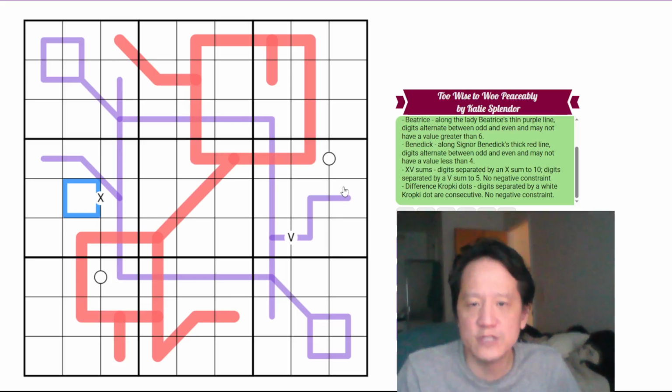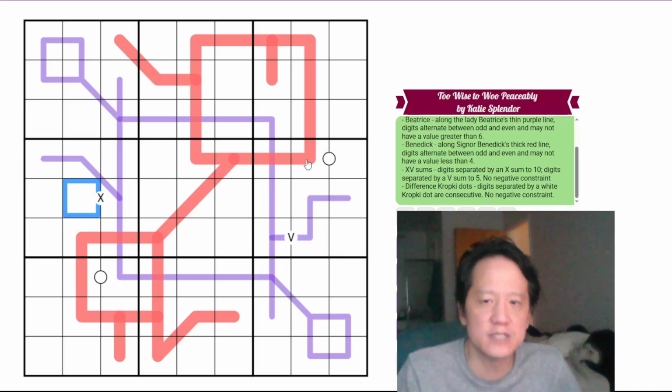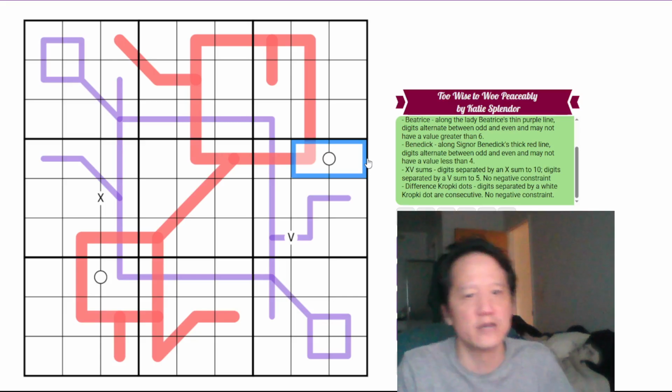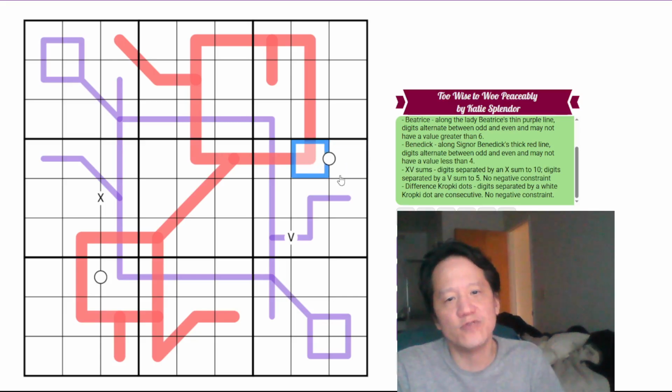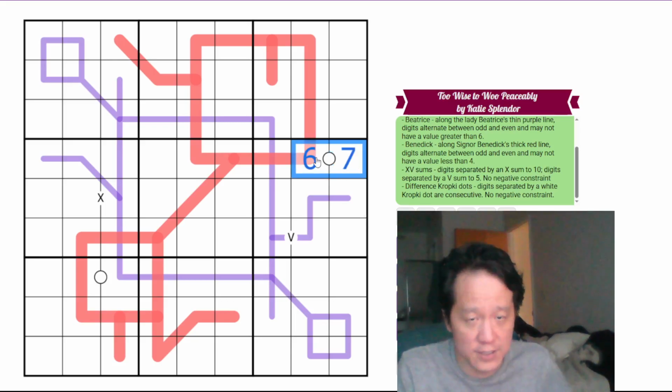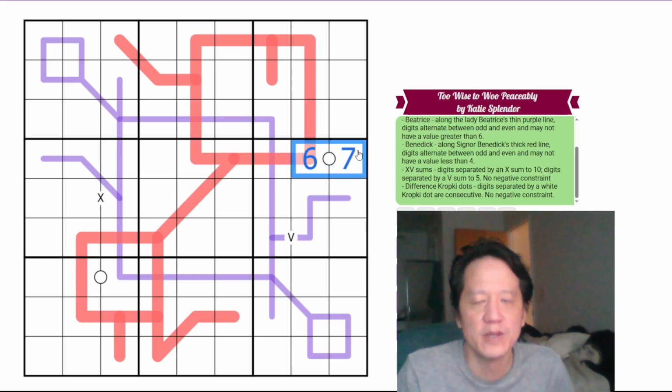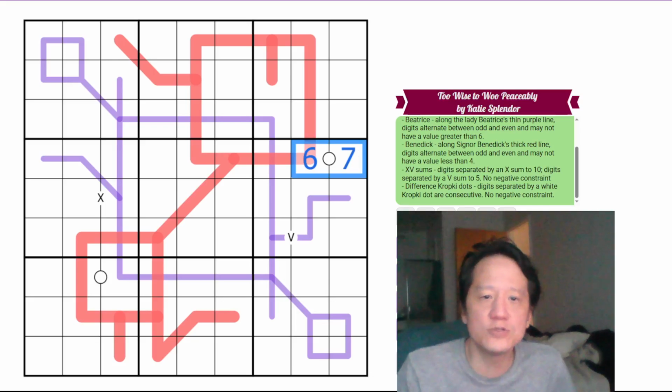We also have difference dots, or white dots, where digits separated by a white dot are consecutive, and there is no negative constraint. So for example, if this were a 6, this would have to be a 5 or a 7 to make sure that these digits are consecutive. And those are all the rules.